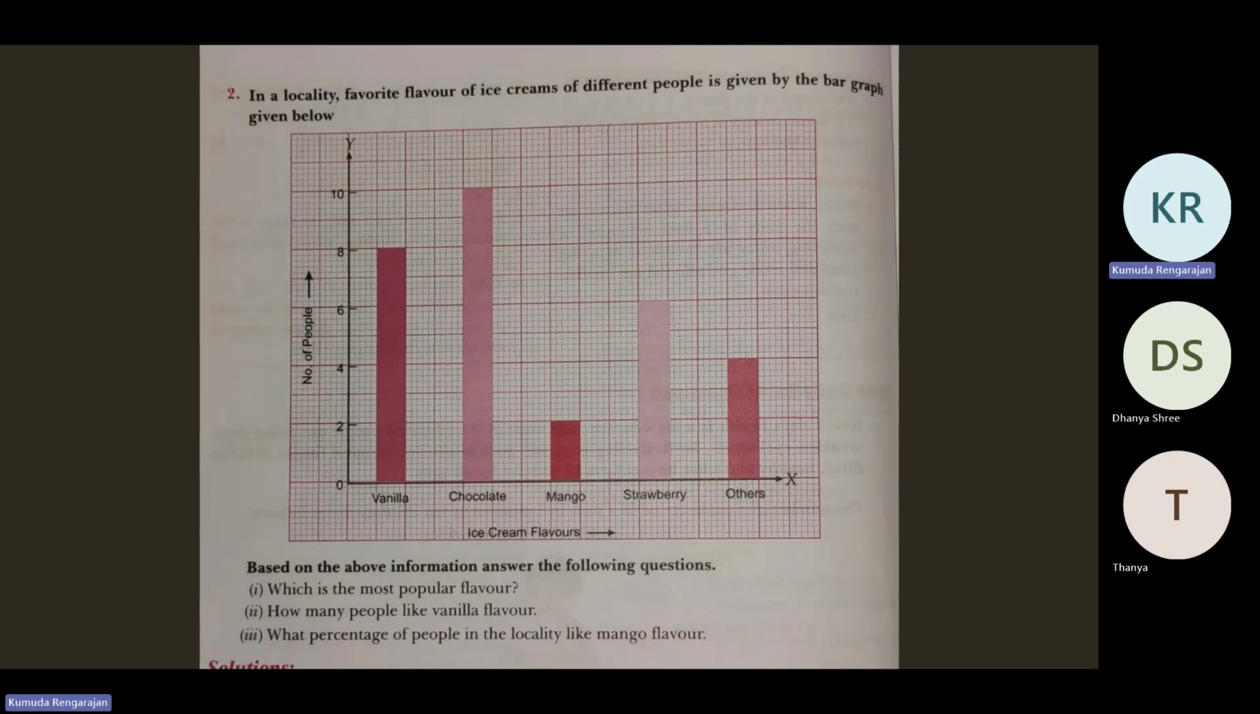Next one. What percentage of people in the locality like mango flavor? Actually, I'm having a doubt in this. Okay. To find a percentage, we always multiply by 100. That's a rule. You must write a fraction here and multiply by 100. This is how you find percentage. So to find percentage, you must write a fraction and multiply that fraction by 100.